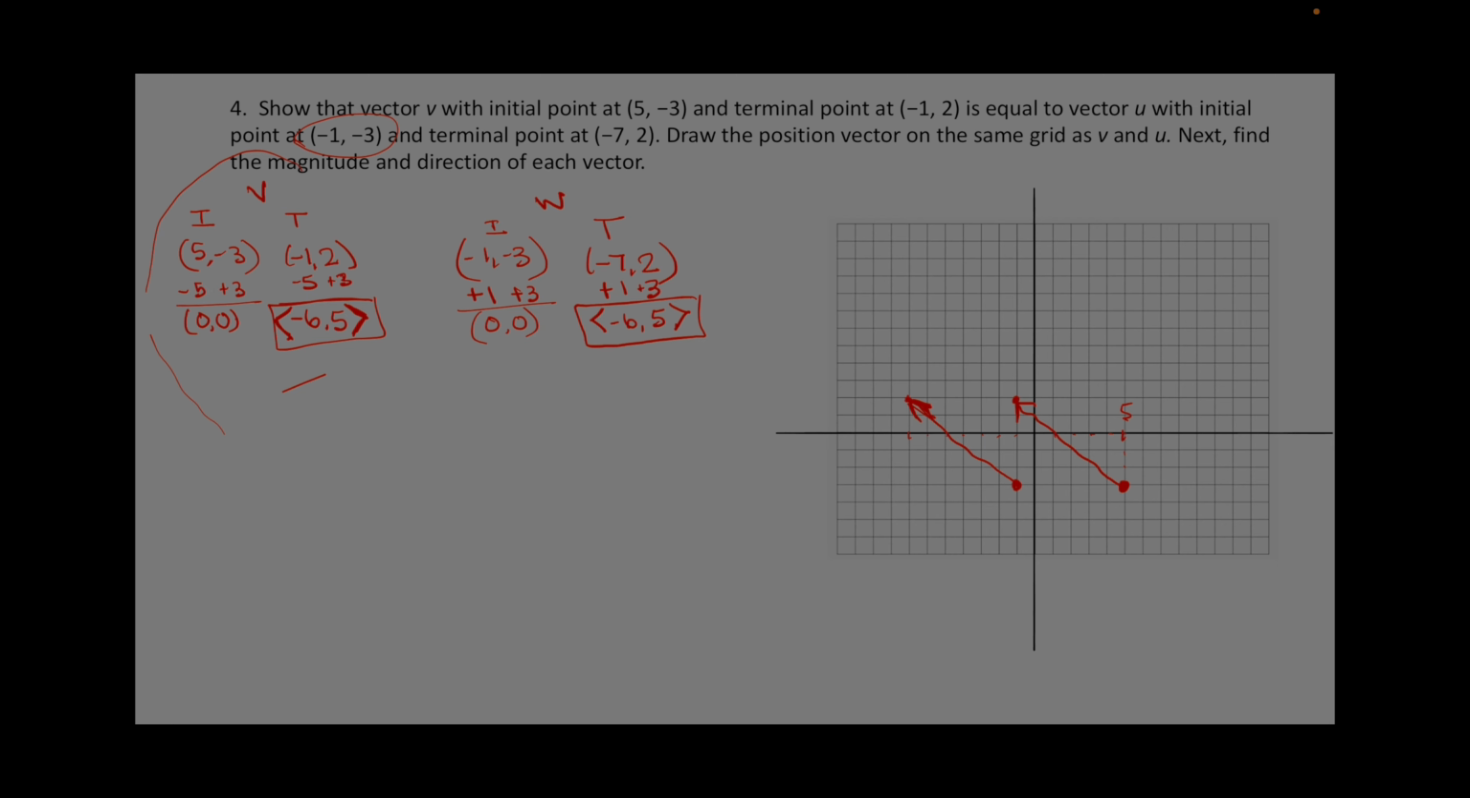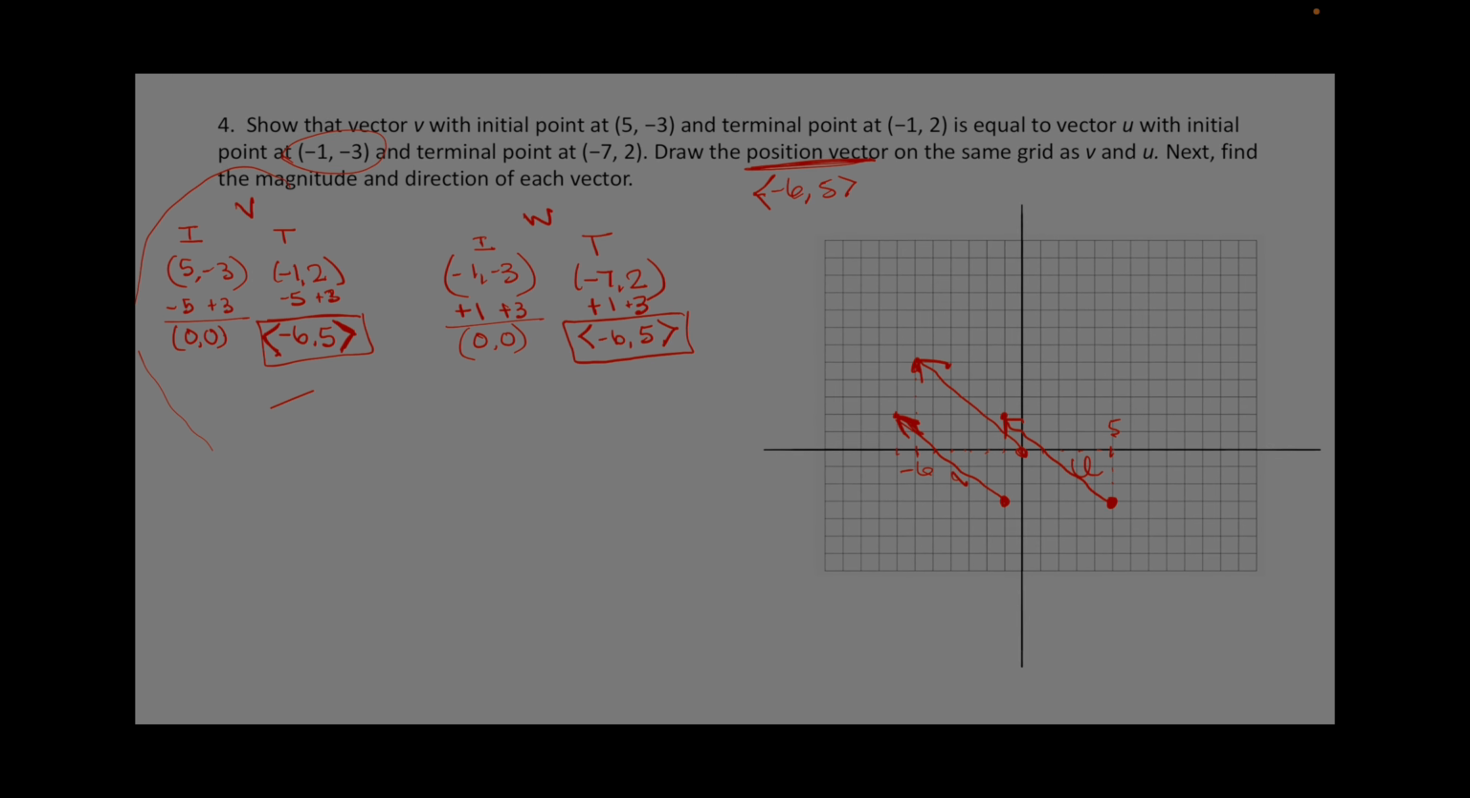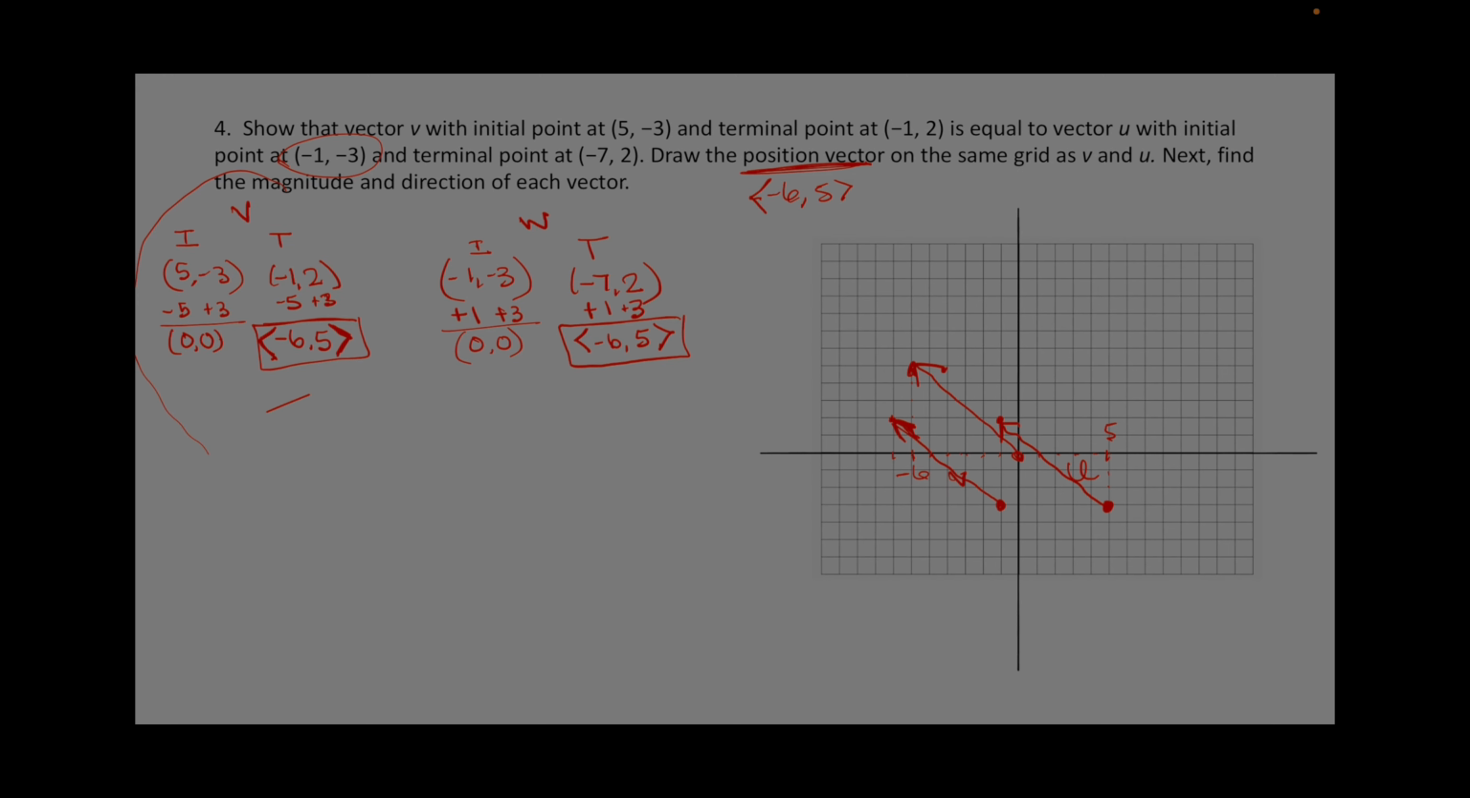As a position vector, it is -6, 5 that they are both equivalent to. So 1, 2, 3, 4, 5, 6, there's my -6 mark, and up 5. 1, 2, 3, 4, 5. So from the origin, because that's where position vectors start, that's the vector. Okay? So this one was u, this one was v, and then that was the position vector.